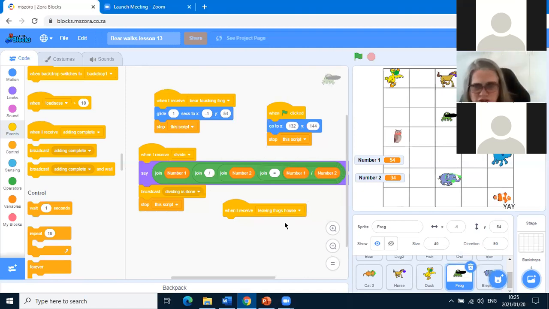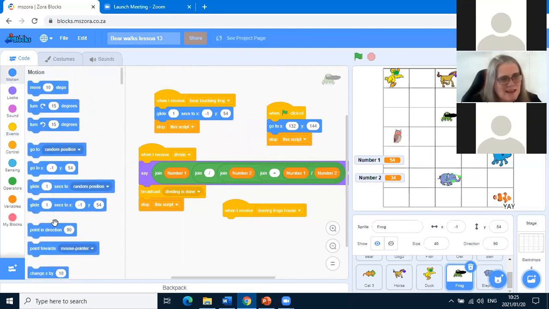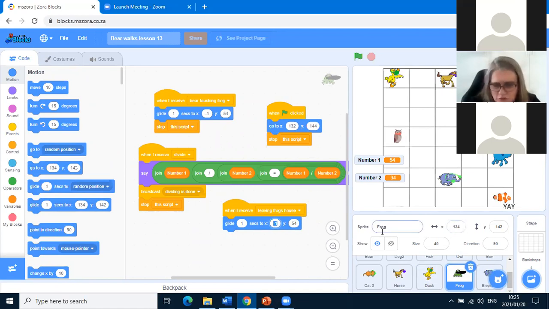When Frog receives that Bear's leaving his house, Frog's going to zoom back to his place, and we make a glide to the position, the X and Y coordinates. We read the X value over here. I've positioned Frog in his little box, so I can read that the number is 134, and the Y value is 142. Now type that in here, and then we have the position.